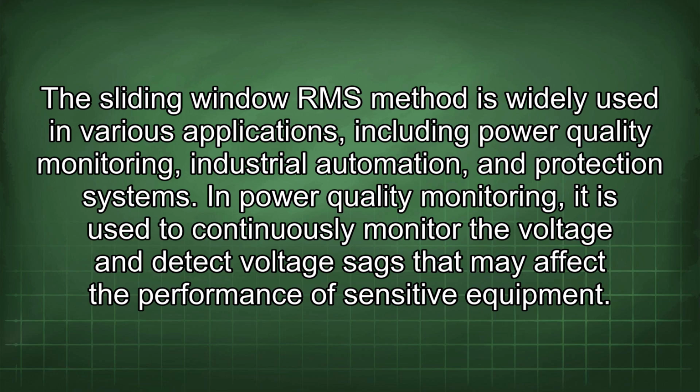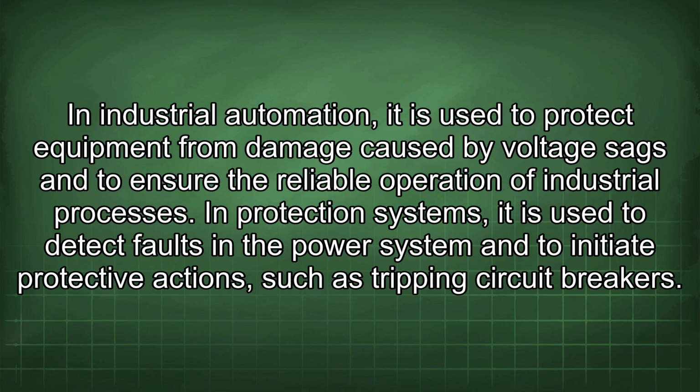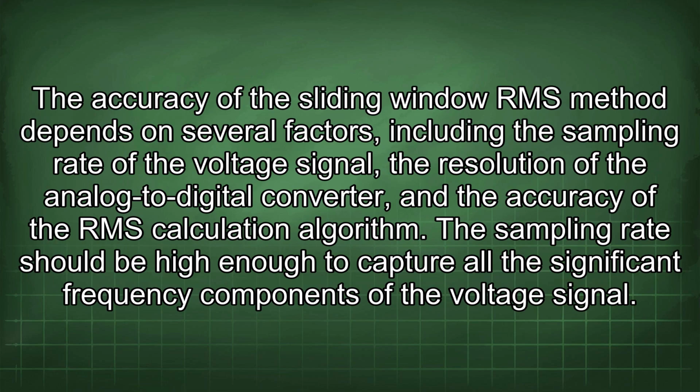The sliding window RMS method is widely used in various applications, including power quality monitoring, industrial automation, and protection systems. In power quality monitoring, it is used to continuously monitor the voltage and detect voltage sags that may affect the performance of sensitive equipment. In industrial automation, it is used to protect equipment from damage caused by voltage sags and to ensure the reliable operation of industrial processes. In protection systems, it is used to detect faults in the power system and to initiate protective actions, such as tripping circuit breakers.